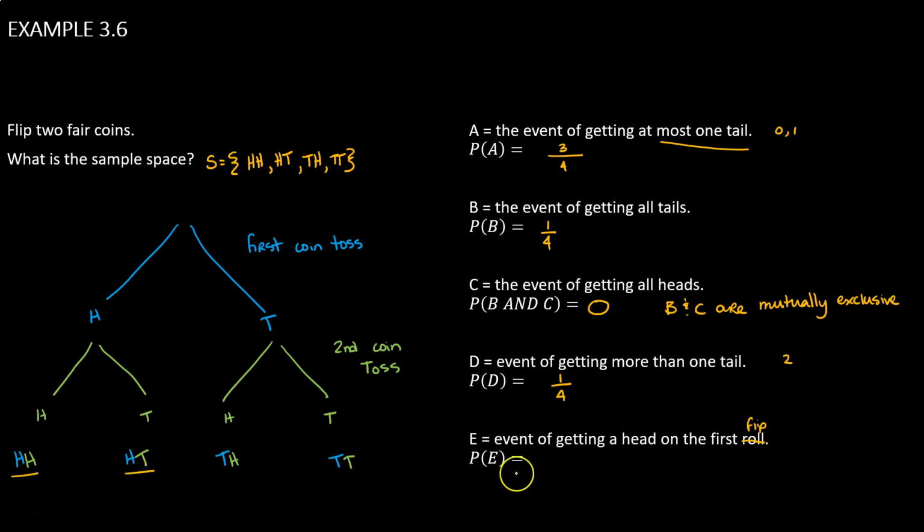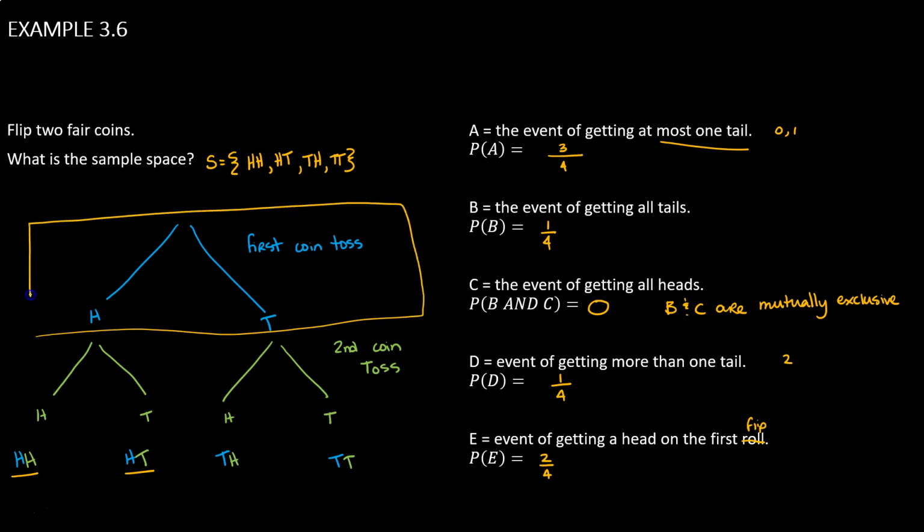There's 2 possible outcomes out of 4 in the sample space, so we could look at that as 2 out of 4. Or we could say, I don't care what the second coin is, I only really care about this first coin toss. And in the first coin toss, there's 2 possible outcomes, and only one of those is head. So we could do that problem both ways and we'd get the same result.